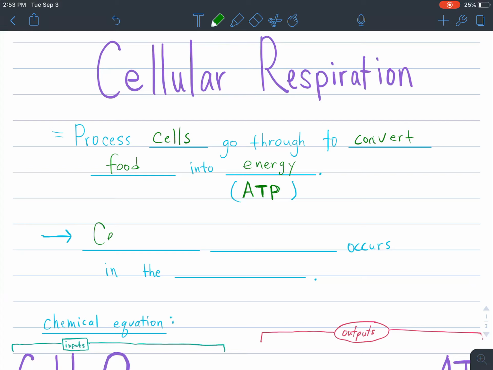So cellular respiration occurs inside of the mitochondria. Now this is kind of like photosynthesis in a way. Photosynthesis is how plants get energy. Well, the opposite of that is cellular respiration. That's how animals get their energy.